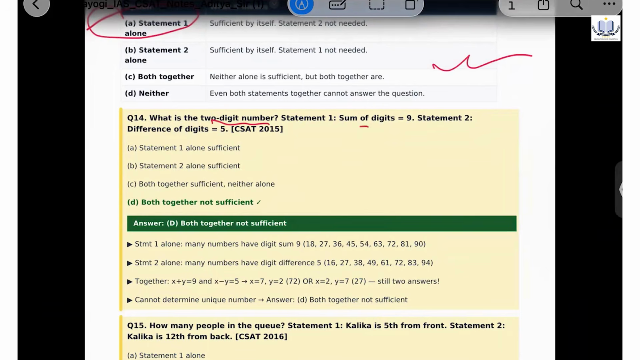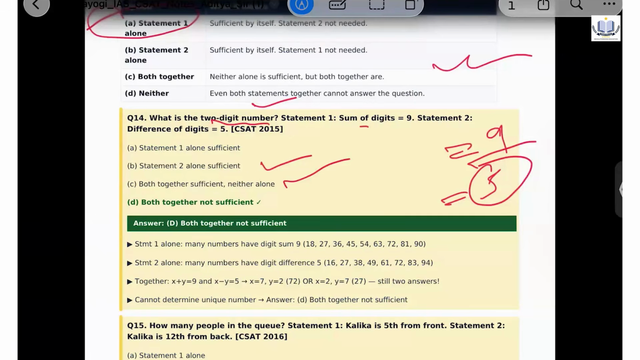What is the two digit number? Statement 1, sum of digits equal to 9. Statement 2, difference of digits equal to 5. What is the two digit number? Statement 1 alone is sufficient to find the number. Statement 2 alone is sufficient to find the number. Both together sufficient. Neither alone, both together not sufficient.